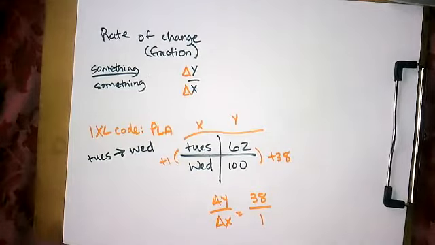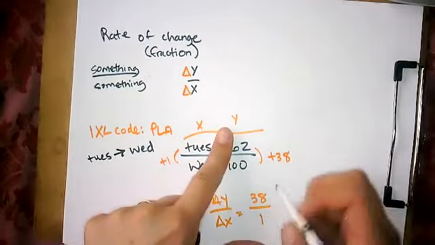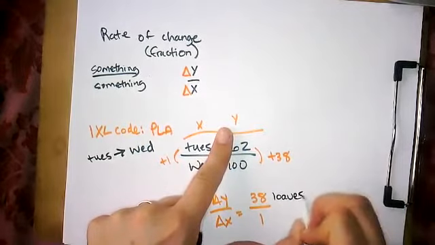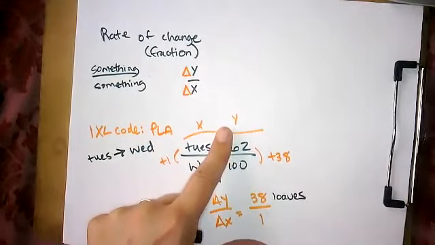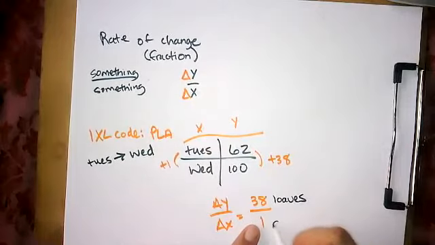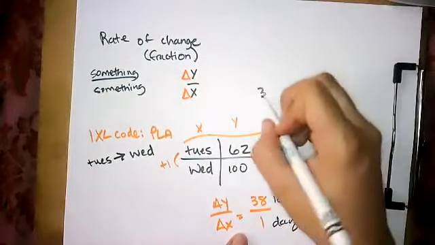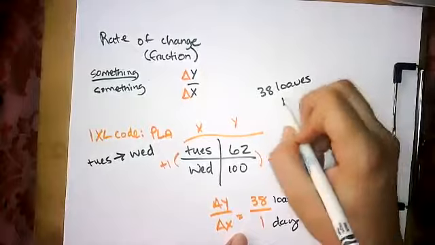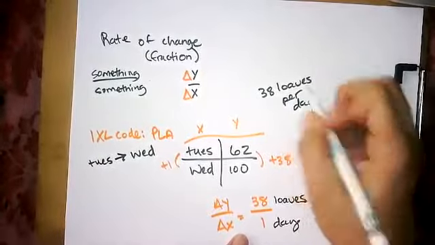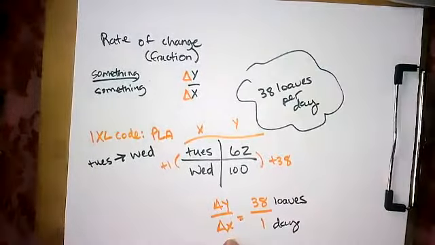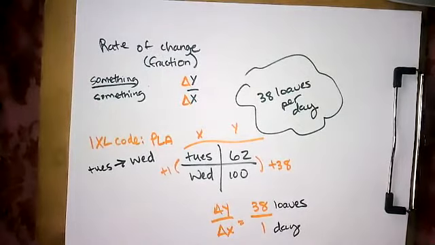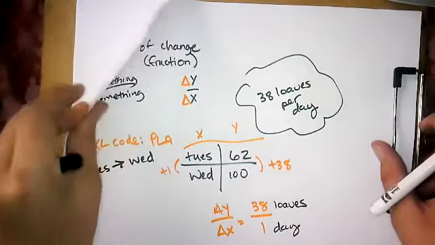So when you add units to that, y is on top. So this is 38 loaves in my y's, and then per day. So you're saying 38 loaves per day. You're only paying attention to the two that they give you. So let's jump up a level.